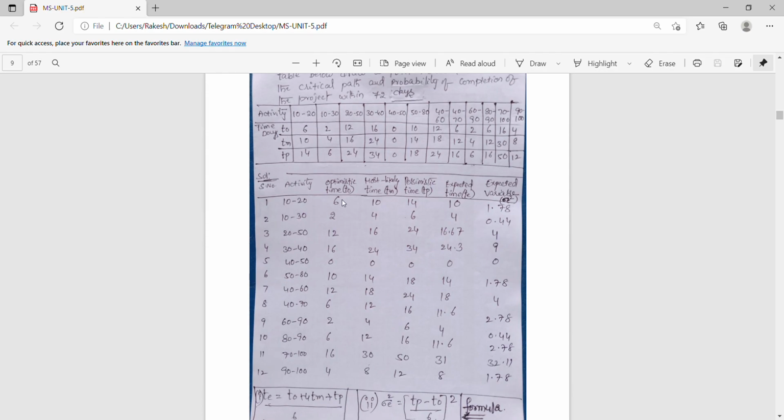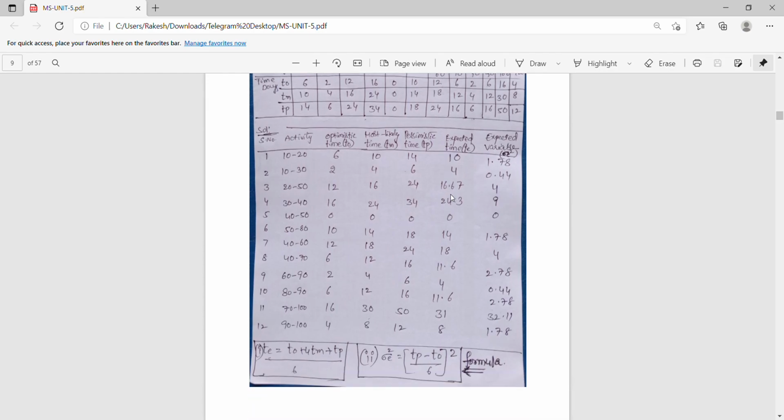And optimistic time you can write here, and most likely time here, and pessimistic time you can write here. And now your task is to calculate expected time. How to calculate expected time? We have the formula that you can see here. Expected time equals to To plus 4 Tm plus Tp by 6.